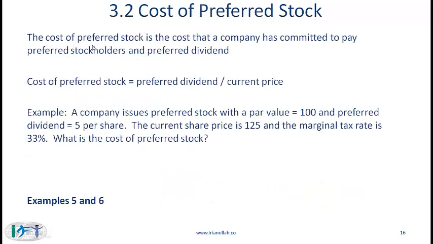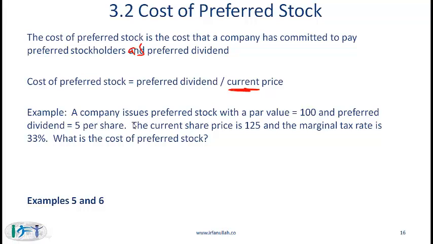The cost of preferred stock is the cost that a company has committed to pay preferred stockholders as preferred dividend. In terms of a rate, the cost of preferred stock is equal to the preferred dividend divided by the current price. And it's important to recognize that we are dividing by the current price, not by the par value and not by the price at issue.